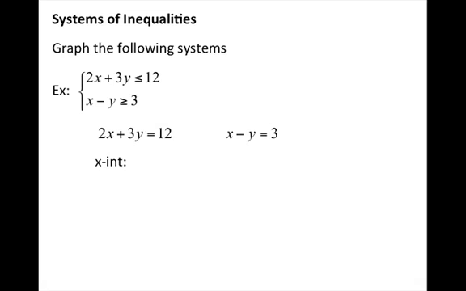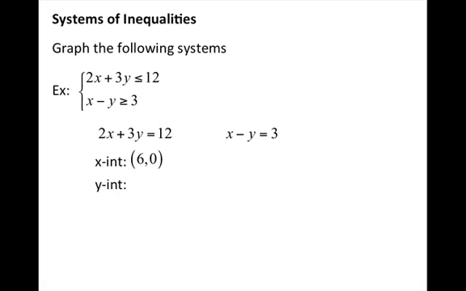So let's find the intercepts for the first one. In the first equation, for the x-intercept, let y be 0. So if you cover up the y term, you end up with 2x equals 12. And if you divide by 2, you get x equals 6. So my x-intercept is the point 6, 0.